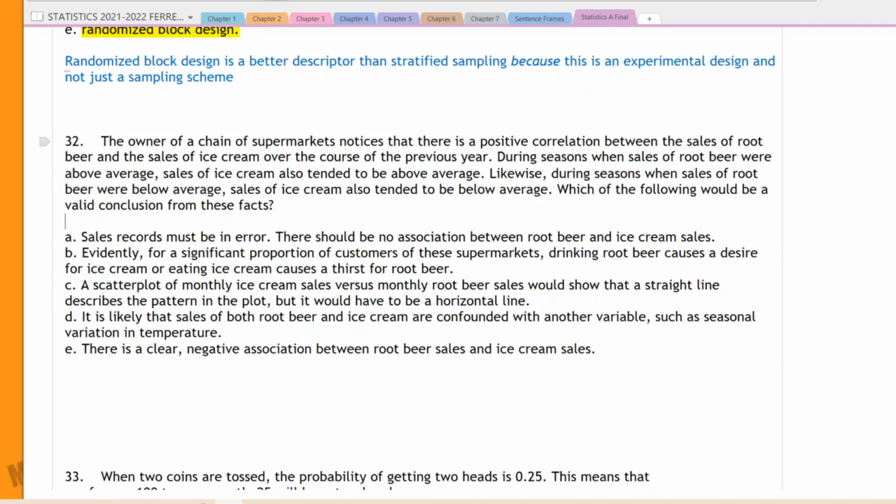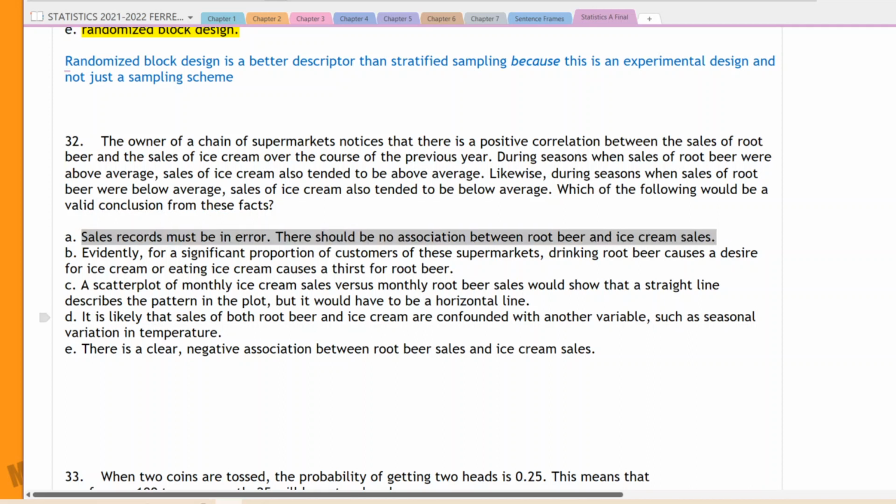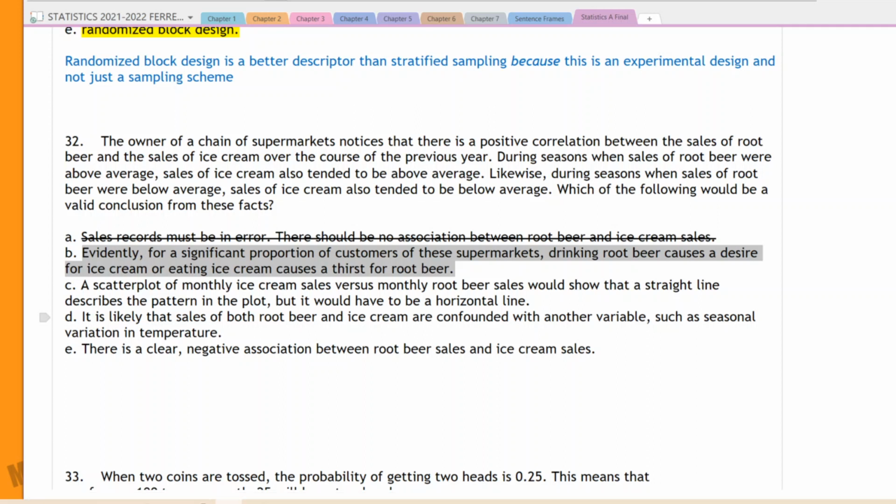So this is one of those favorite sayings that they have over in AP Stats. There is a correlation. It's a negative correlation here between sales of root beer and sales of ice cream. But that doesn't mean that there is a cause and effect relationship. So as we go through this, the first one, sales records must be an error, there should be no association. Well, there might be an association between the two. There's no reason for there not to be an association between the two. Letter B, evidently, a significant portion of customers at these supermarkets drinking root beer causes a desire for ice cream.